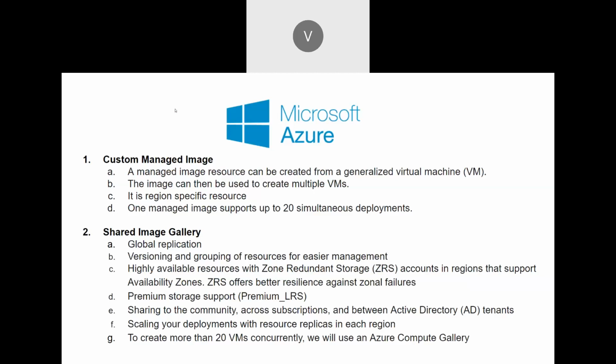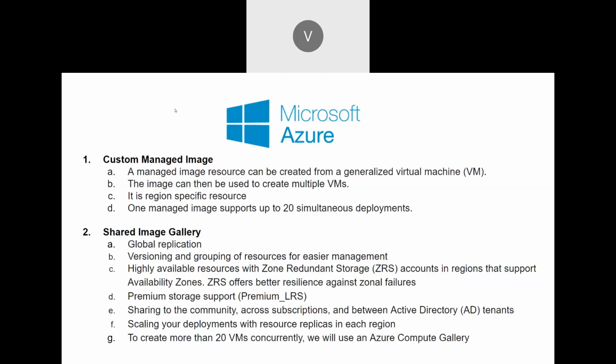It helps in replicating the images which have been created in a region into secondary regions. So if you create a shared gallery image, a VM image, in East US, you can replicate that VM image in the West US region, in Central India, and so on. This helps in creating VMs in a particular region using images from other regions.